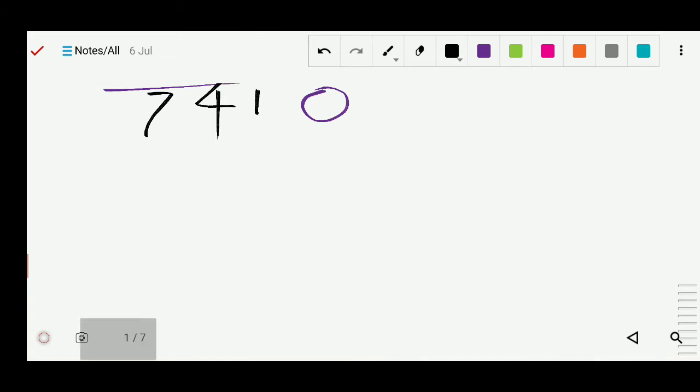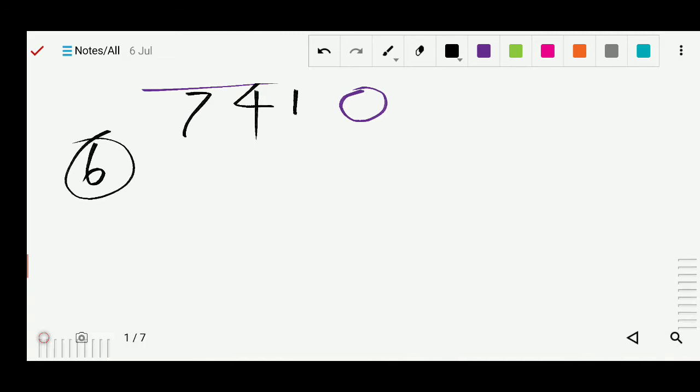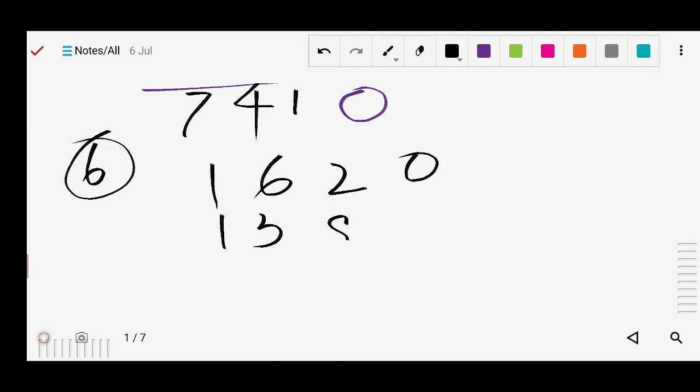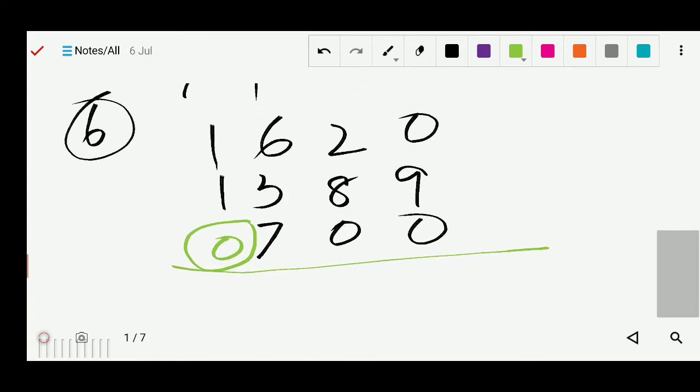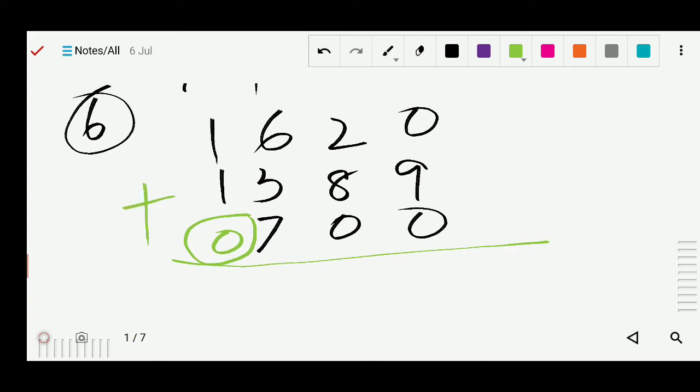One more question we will solve. Number 6. We will solve question number 6 from the same exercise 3a. Number 6 is 1620 and 389 and there is 700. See, here nothing is there, so you can write 0 here, no problem. 0 means nothing, that place is free, that place is vacant. And now we have to add. So now one by one, add it. 9 plus 0, it will be 9.